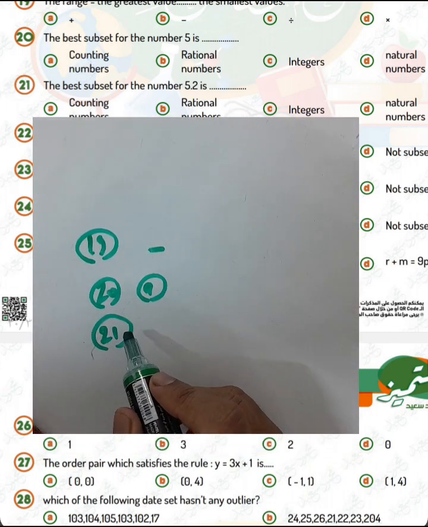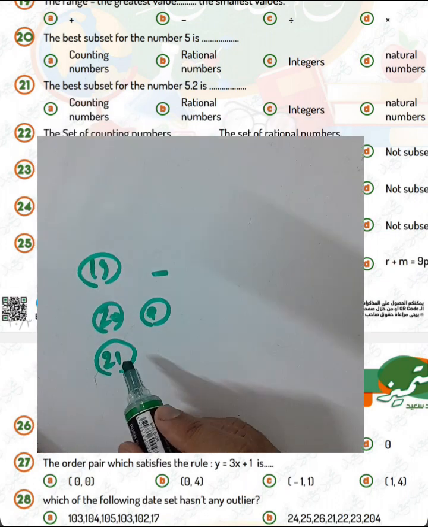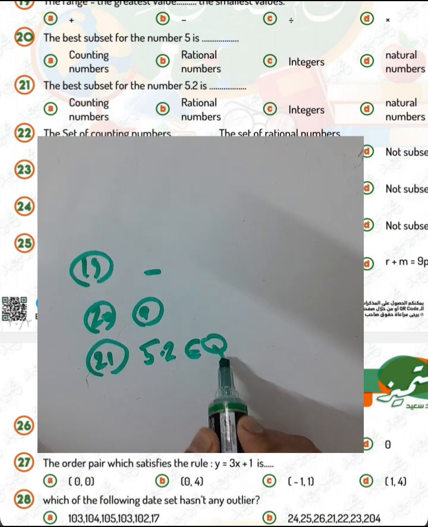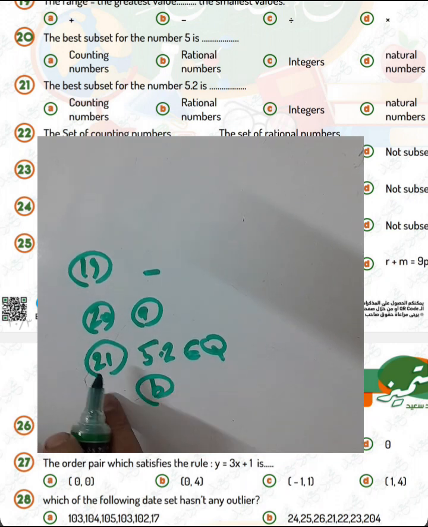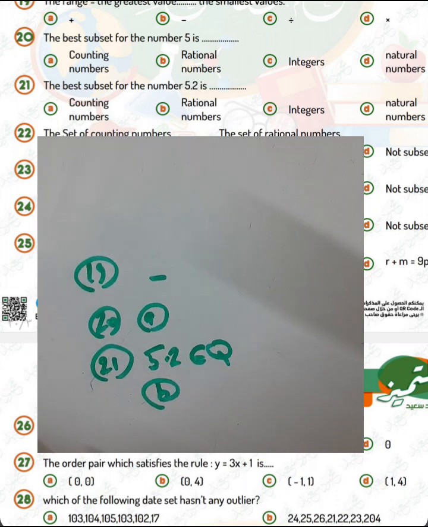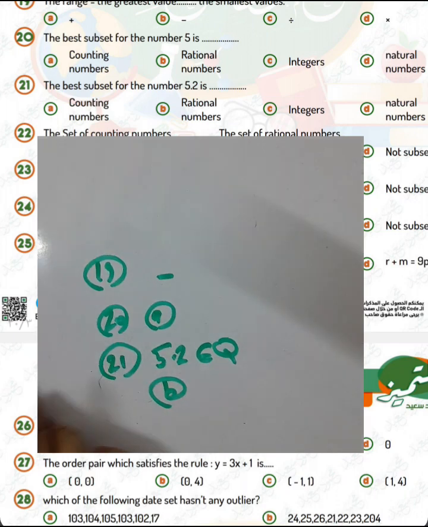21, the best subset from 5.2, it will be rational number, choose letter B, because we have decimal number, and any decimal number belonging to rational number, it shows letter B about question 21. Question 21, rational numbers, it shows letter B. Okay, next question.